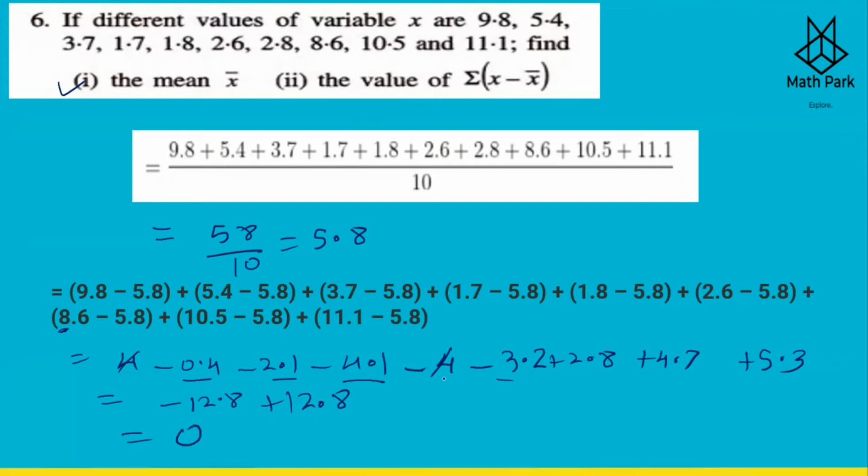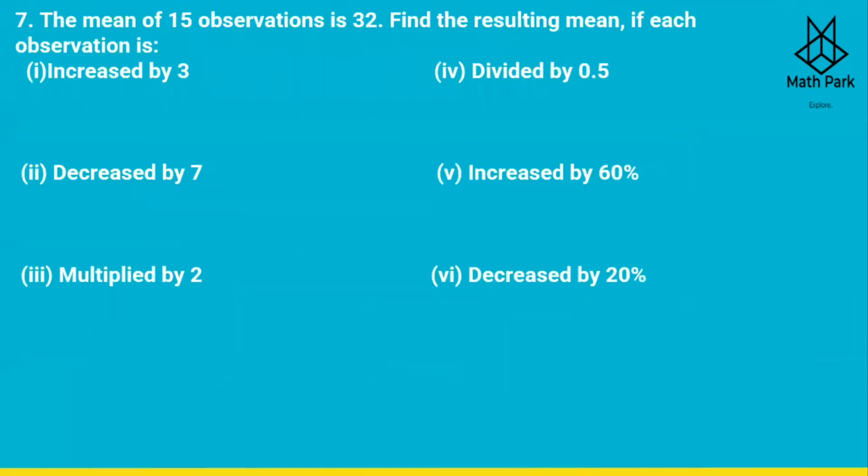So remember, without even doing that, if you are asked what is the value of sigma x minus x bar, it will always be 0. Deviations from the mean is always 0.